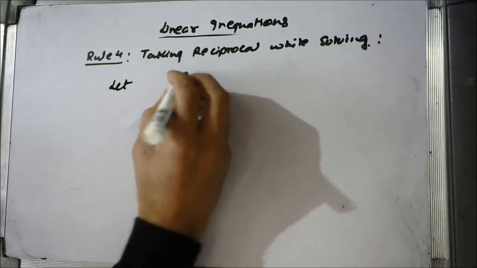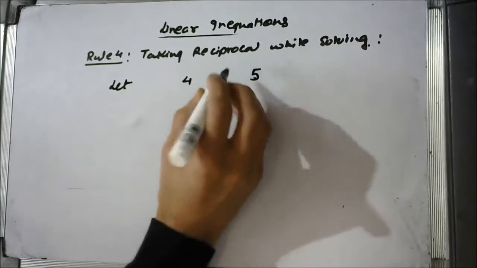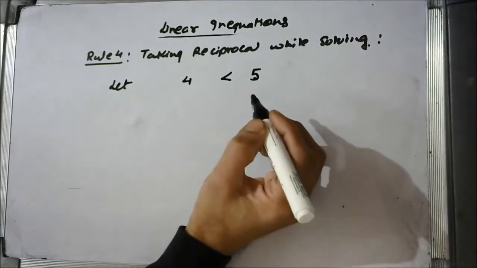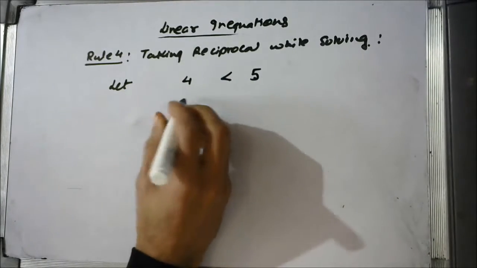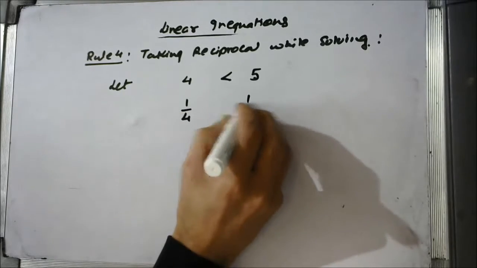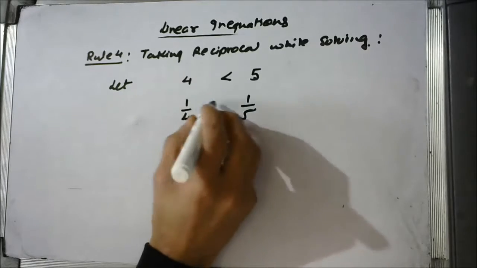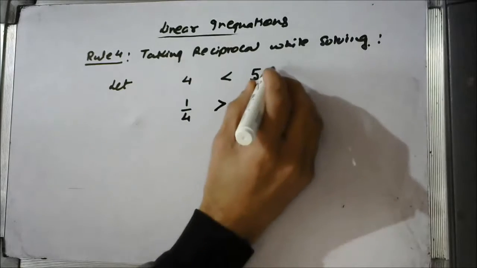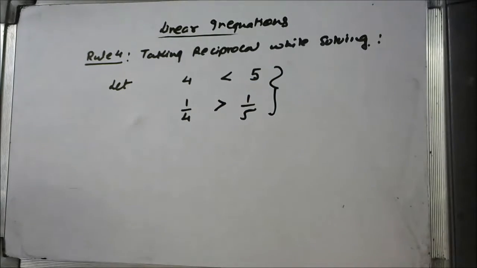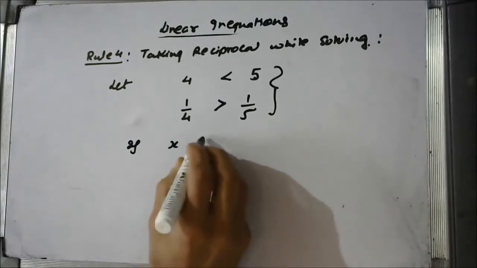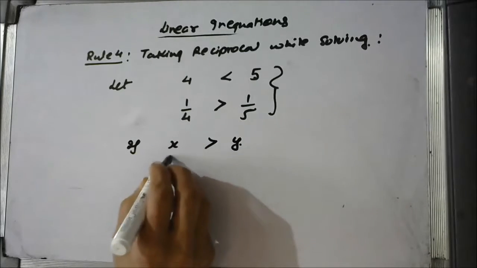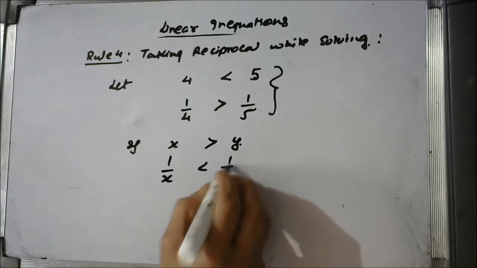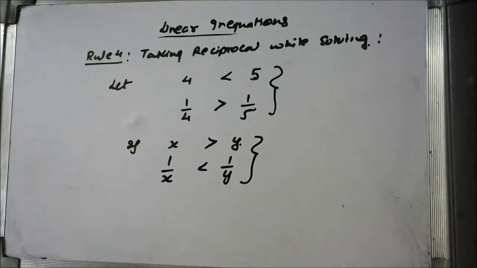Now, if we consider two numbers 4 and 5, it is obvious that 4 is less than 5. What if we consider their reciprocals 1 upon 4 and 1 upon 5? We can easily see that 1 upon 4 is greater than 1 upon 5. So this simple example illustrates what should happen while taking reciprocal on both sides of inequations. If x is greater than y, we can say 1 by x will be less than 1 by y. Means if we take reciprocal, sign of inequality should reverse.